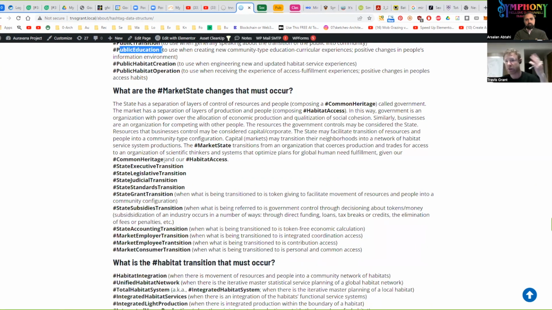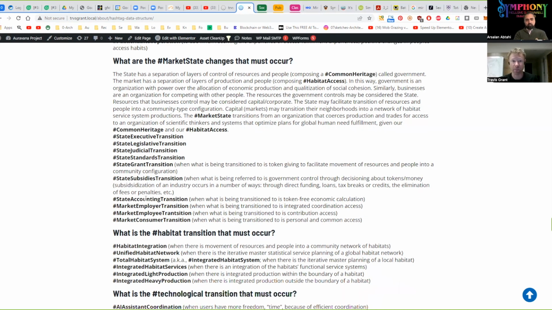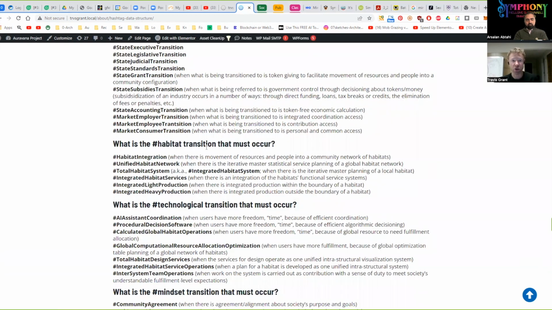First of all, we have to look at resources as common heritage, and that means questioning property. So we have to have a transition of the state executive. We have to have a transition of the legislative. We have to have a transition of the judicial. We have to have a transition of state policies, so state standards, transition of grants, what grants are given, and transition of subsidies as well. State accounting transition, market employer transition, market employee transition, market consumer transition.